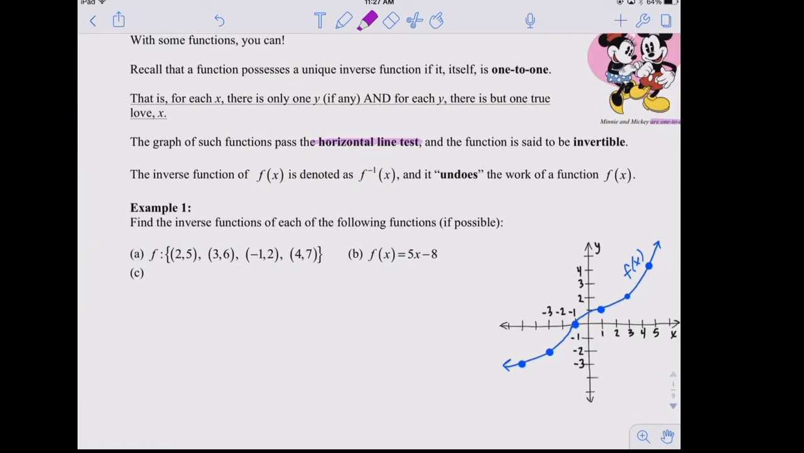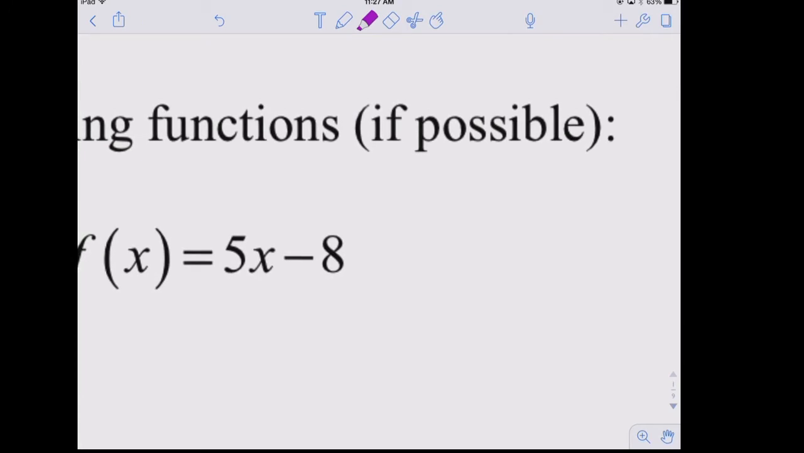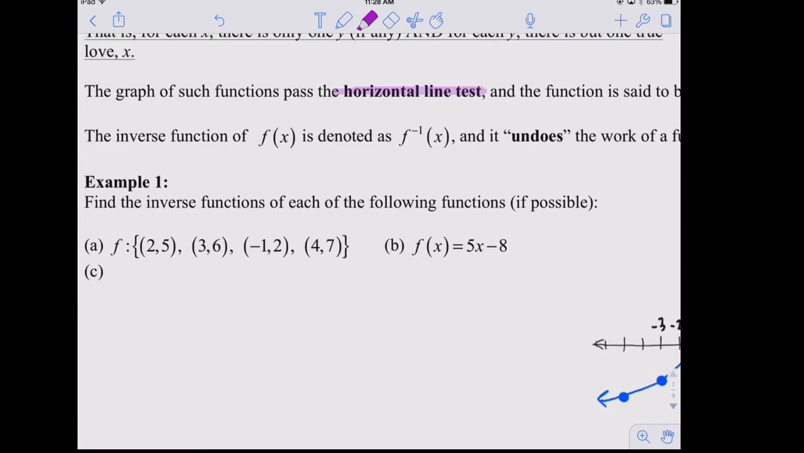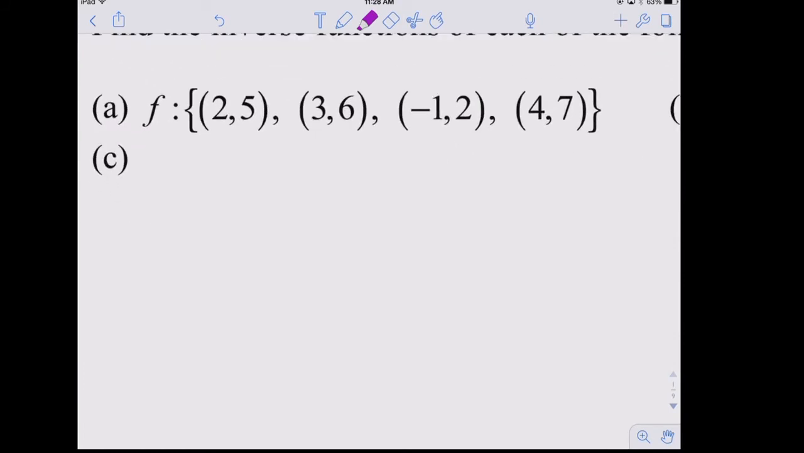All right, so find the inverse functions of each of the following if possible. And that means if it is possible, not if you all have the ability to do it or not. All right, Brandon, you ready? This is one way to represent a function. This would be by listing a set of ordered pairs.